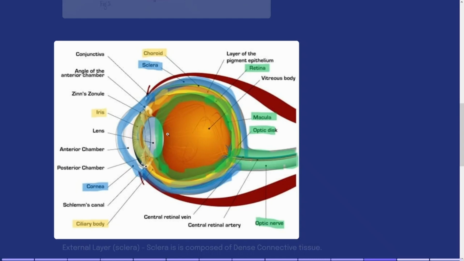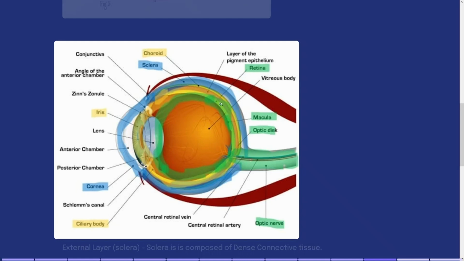Next, there is the choroid. It is mentioned in NCERT that it is thin in the posterior two-thirds part. So in this part it is thin, and then it gets thicker in this part. It contains blood vessels and functions in providing blood to the structures of the eye, and it appears bluish in color.